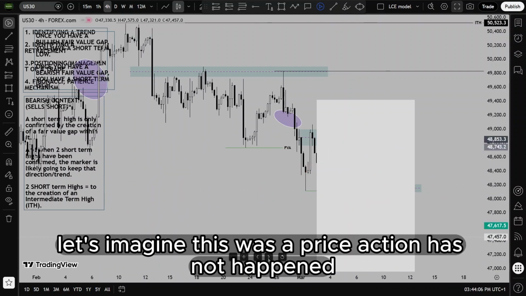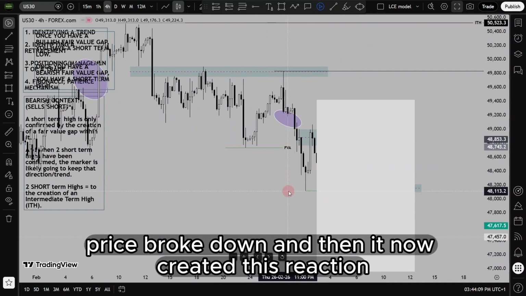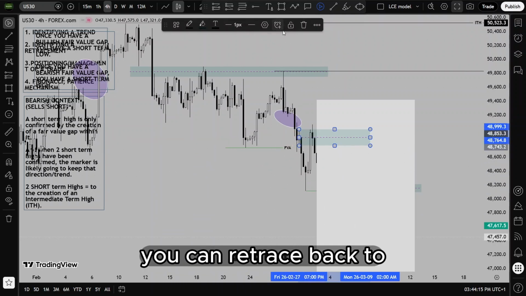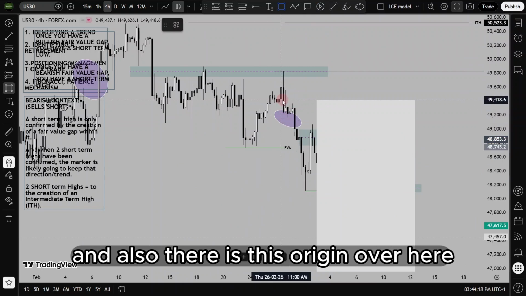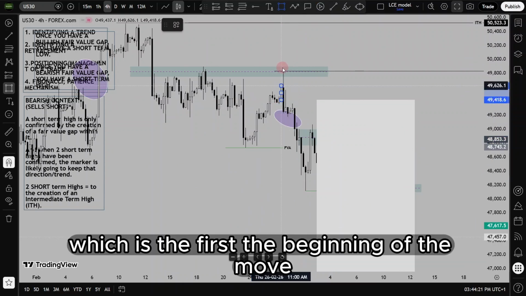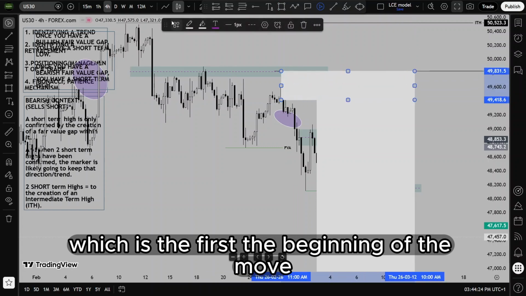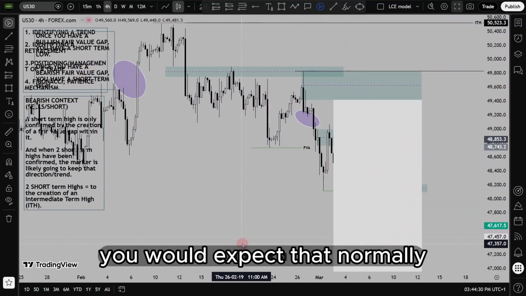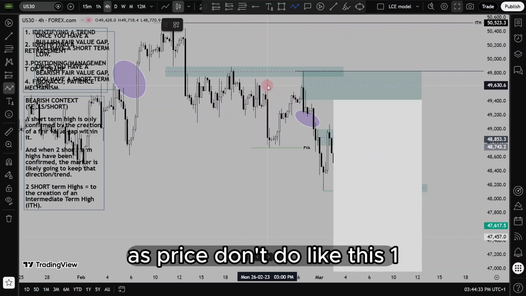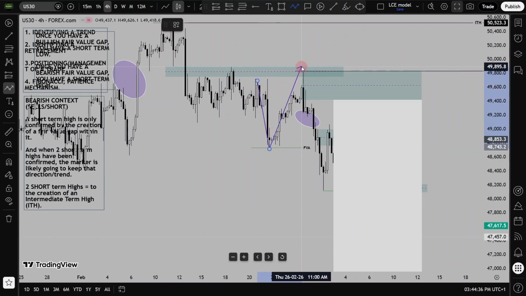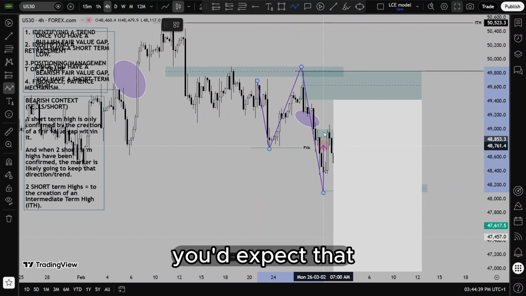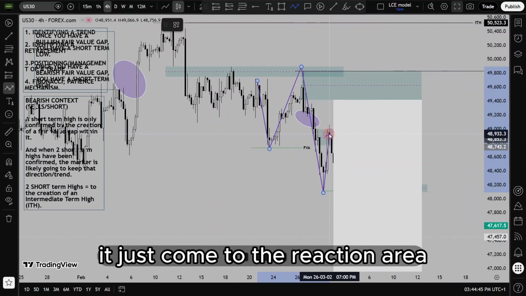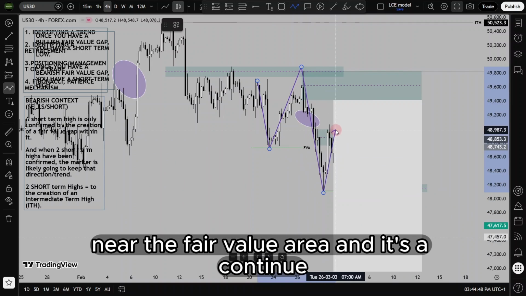Now let's imagine this other price action has not happened. Price broke down and then it now created this reaction. That's the first place you can retrace back to. And also there's this origin over here, which is the beginning of the move. All right, good. Now you would expect that normally, as price does like this, one, two, then breaks down, maybe it should come here and continue. Sometimes it doesn't even go this far to the origin. It will just come to the reaction area near the fair value area and it will continue.